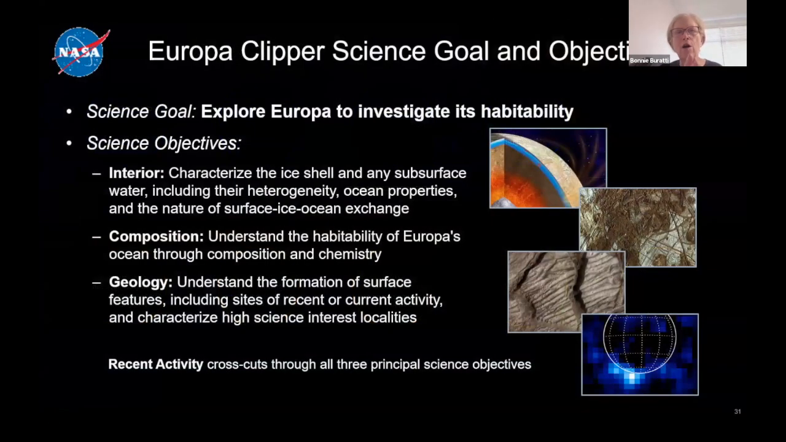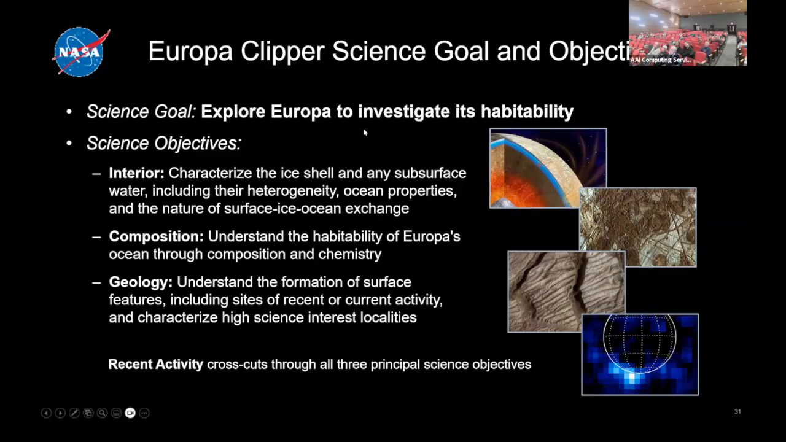And this is our mission, condensed into one page. The science goal is to explore Europa to investigate its habitability. We are not a life detection mission because, as I said before, that's just too ambitious. I mean, what would we look for? Well, we're looking for the three things that you need for life: water, which we're pretty sure is there, chemistry that organisms could use, and some source of energy to maintain this life.